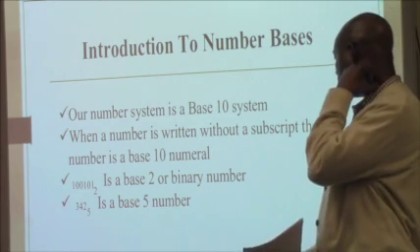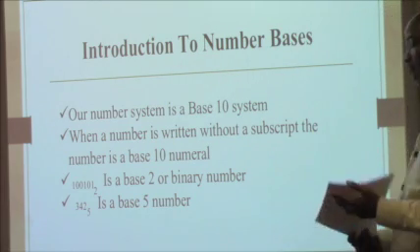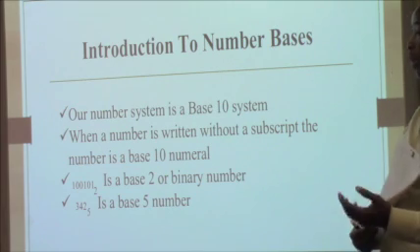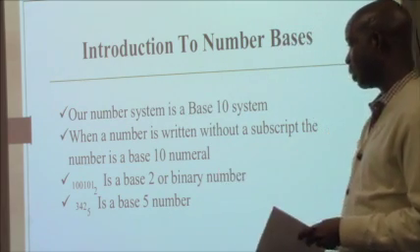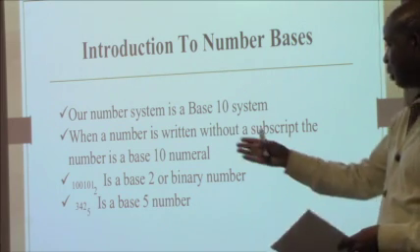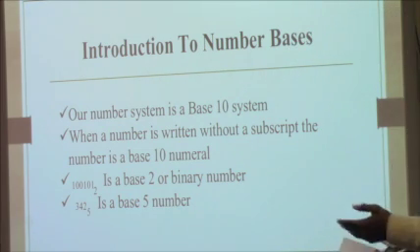When a number is written without a subscript, the number is assumed to be a base 10 numeral. When a number is written with a subscript, that subscript is the base of the number. As you can see over here, we have 2 different numbers. One is in base 2 and one is in base 5.